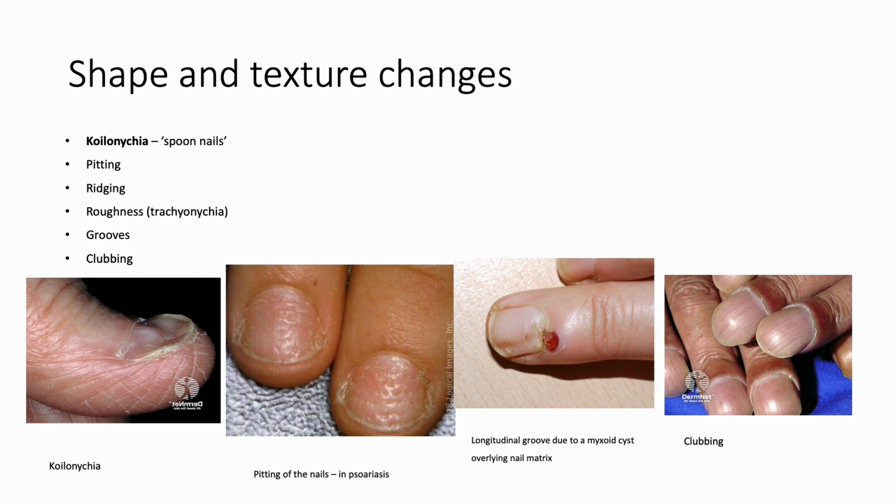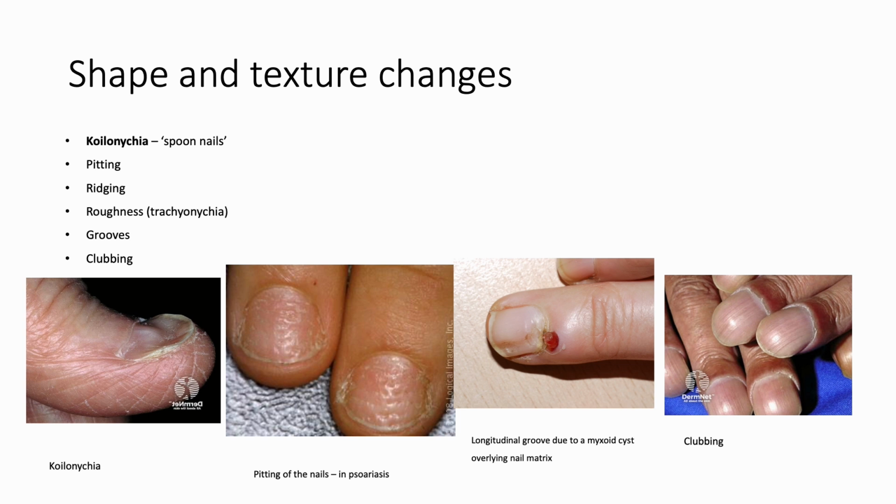The second image shows pitting of the nail plate, which describes subtle or obvious changes to the texture of the nail, and this can be a sign of many different dermatological diseases affecting the nail plate, for example eczema and psoriasis.